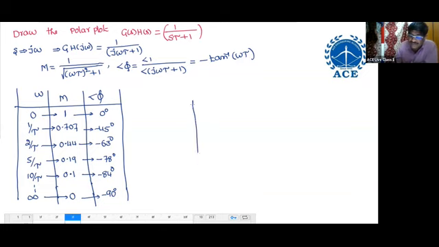So now draw the plot. First, this is 0 degrees. Omega 0 means magnitude 1 on 0 degrees. So this is the magnitude 1, so this is omega 0.